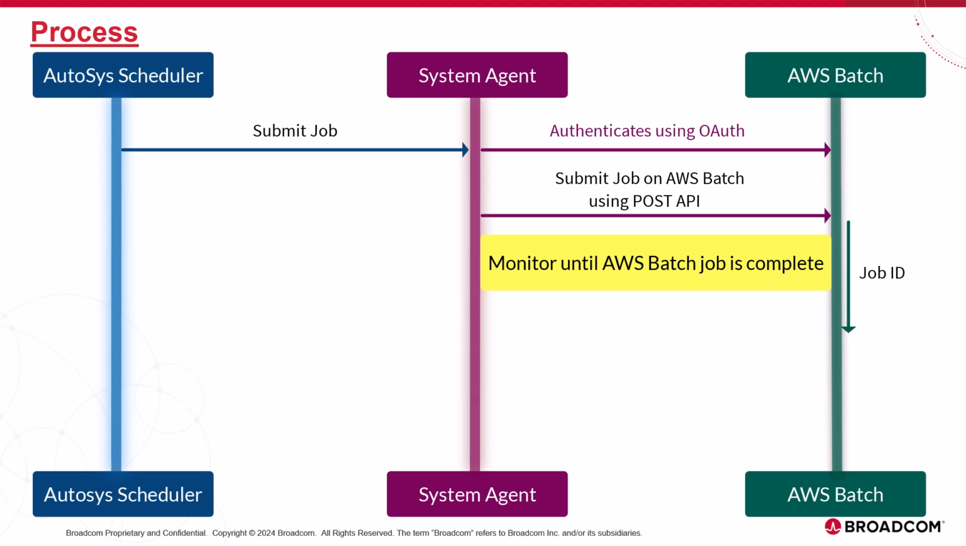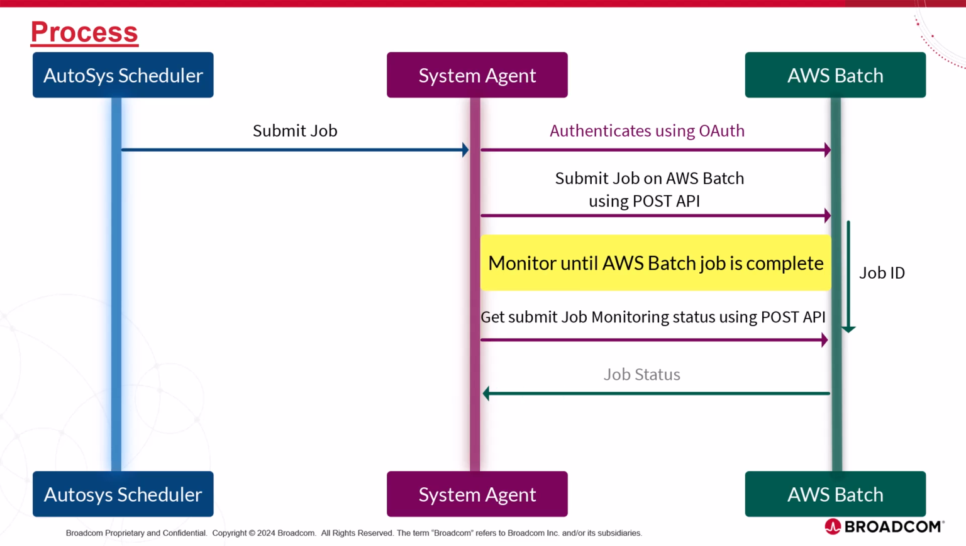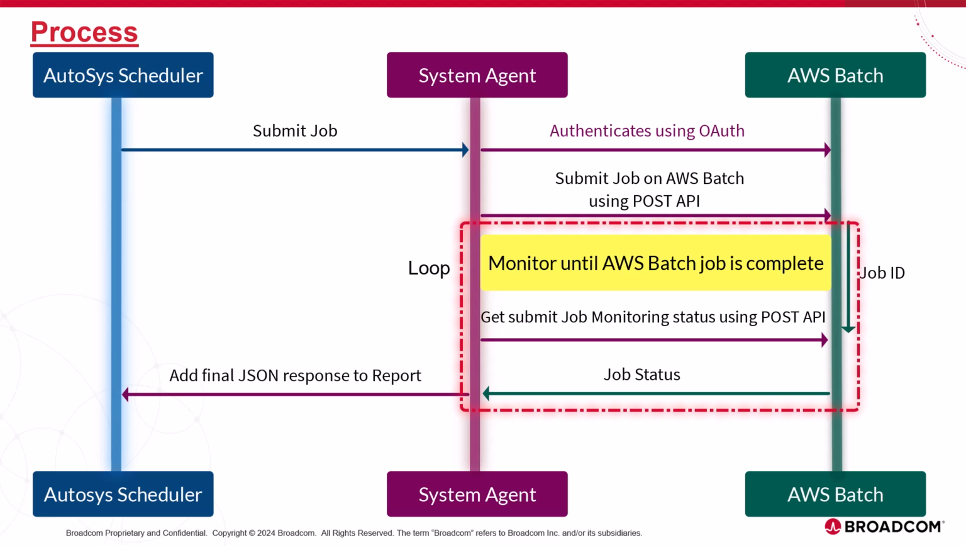Upon completion of the terminal state, such as success or failure, the job will be completed on the AutoSys side until it reaches the final state. Once it obtains the final state from AWS Batch, it marks the job to the final state in AutoSys as canceled, succeeded, failed.